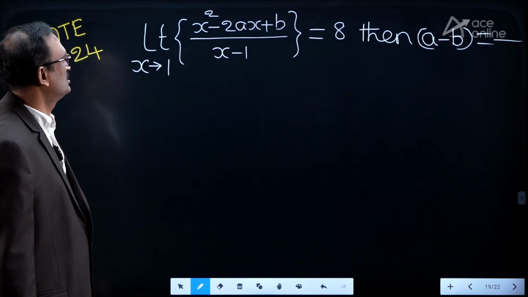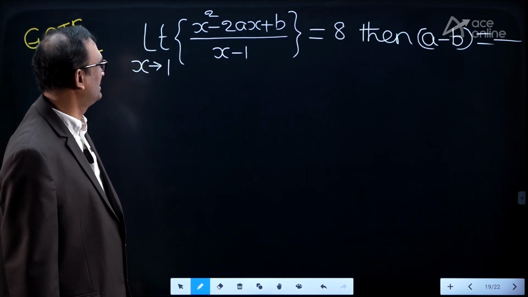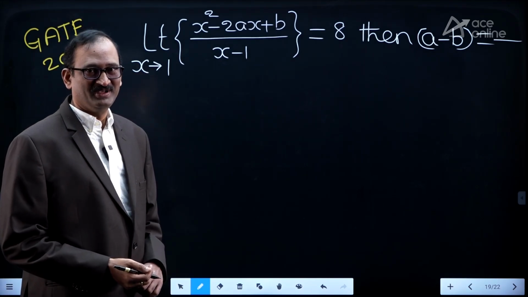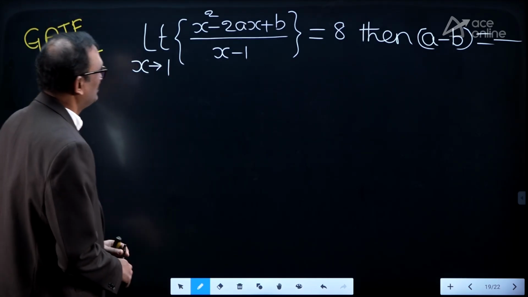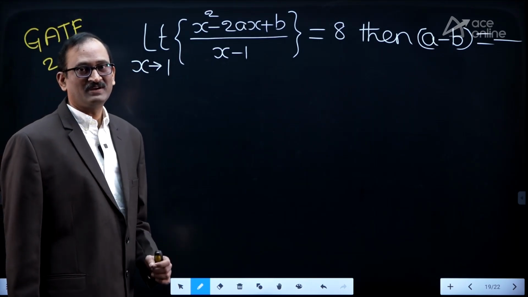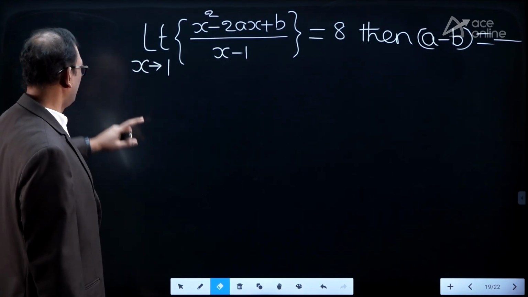So the question is: suppose the limit of (x square minus 2ax plus b) divided by (x minus 1) as x tends to 1 equals 8, then what are the values of a and b? And once you get the values of a and b, what would be the value of a minus b? This question was given in GATE 2024.